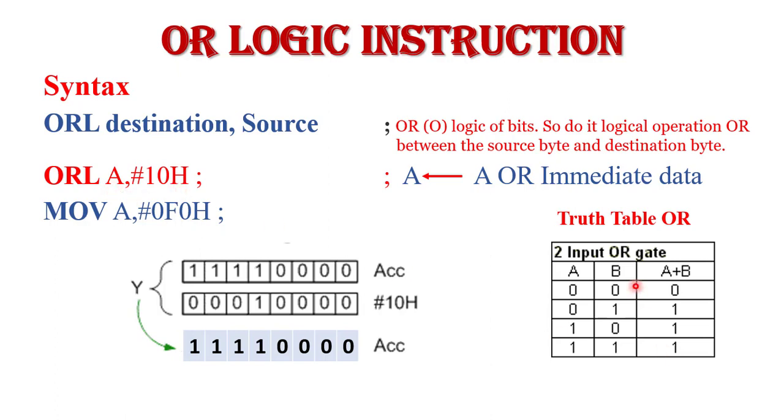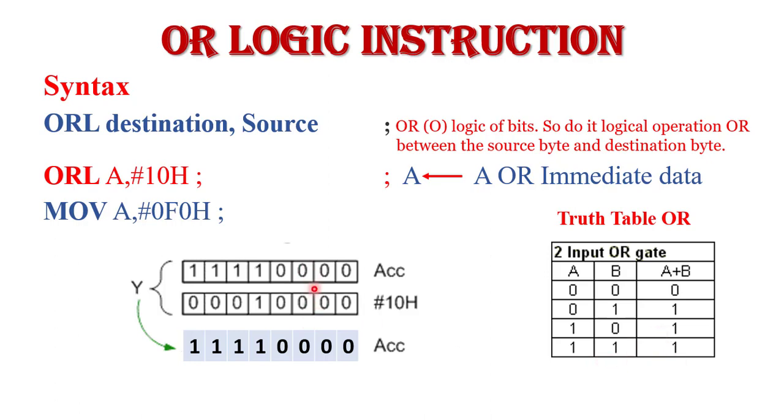So this is the truth table of the OR gate. These two are the inputs of the OR gate and this is the output of the OR gate. If both inputs are 0 0, then output is 0. And if any one of the inputs is 1, output is 1. So 0 0 output 0, 0 1 output 1, 1 0 output 1, 1 1 output 1.